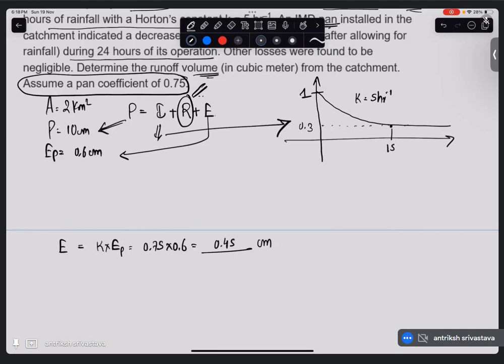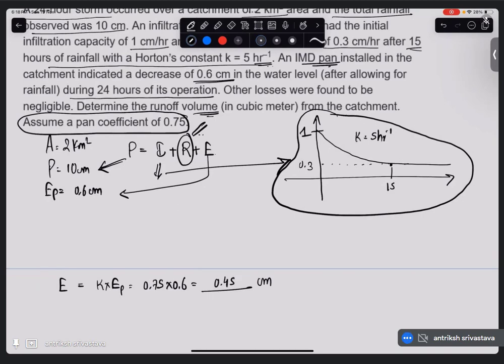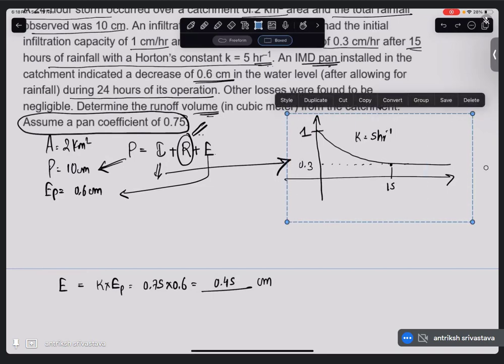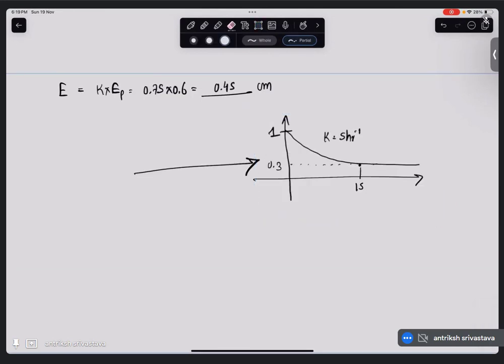Now, let's calculate the infiltration using the Horton curve. So let me just go back and copy this. Okay, so this is your Horton's curve. Now let me ask you something. What will be the actual infiltration if I were to ask you?